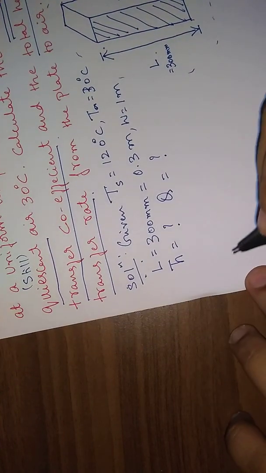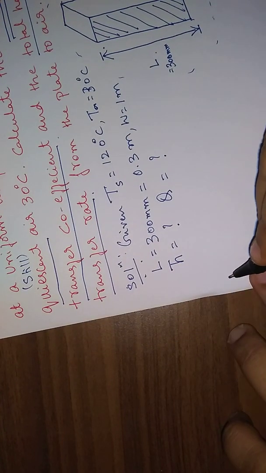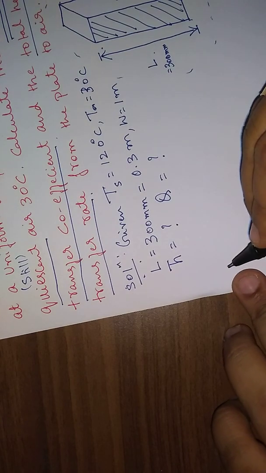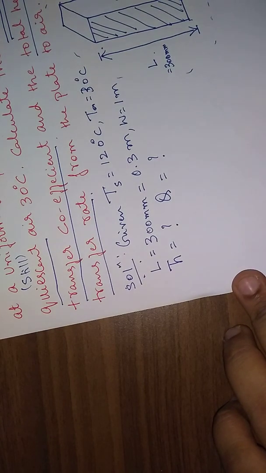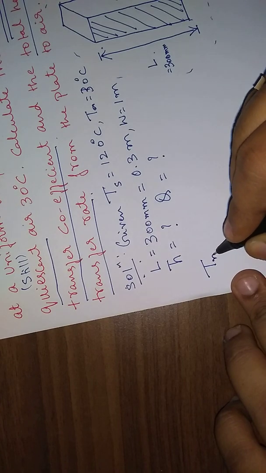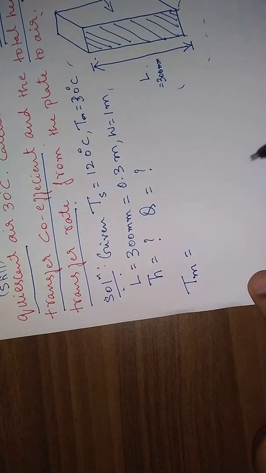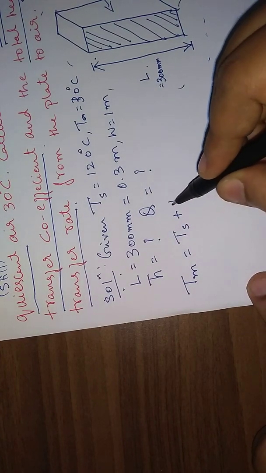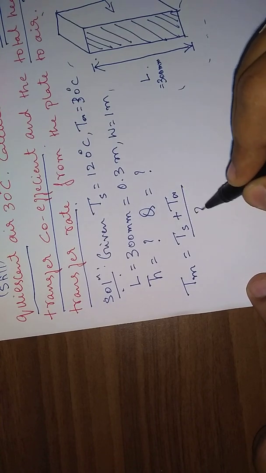Now let us try to see how to solve this problem. You know already, like you have solved in forced convection problems, the first thing we have to find out is the properties. Like first we need to find out the mean temperature or film temperature. Even in free convection, first we are supposed to find out the mean temperature. So your T mean equal to what? Ts plus T infinity divided by 2.